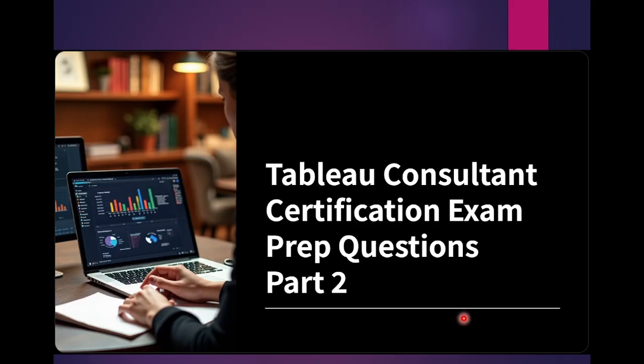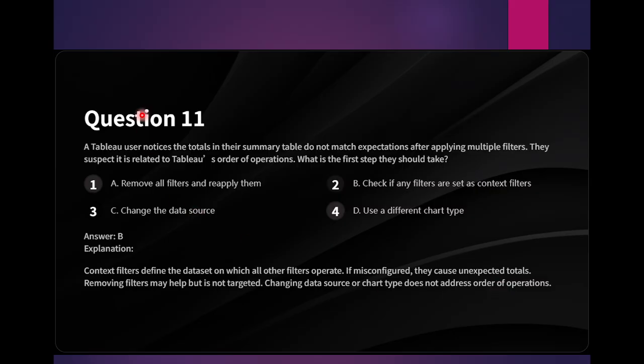Moving to the next question, question 11. A Tableau user notices that the totals in their summary table do not match expectation after applying multiple filters. They suspect it is related to Tableau's order of operations. What is the first step they should take? So your answer is check if any filters are set as context filters.